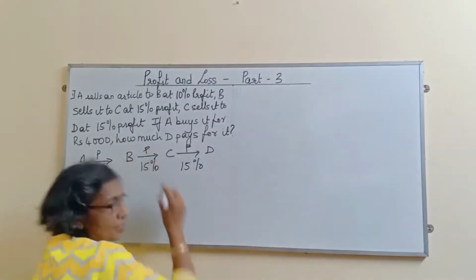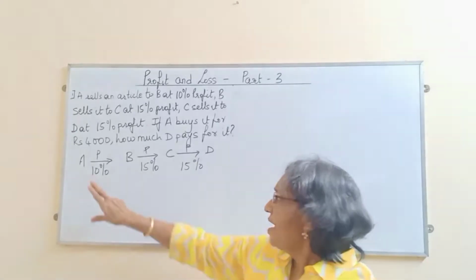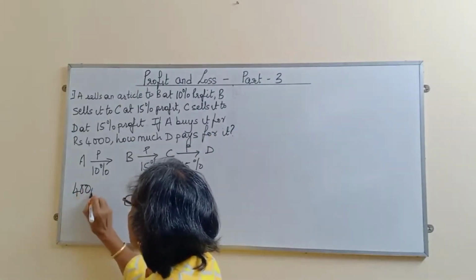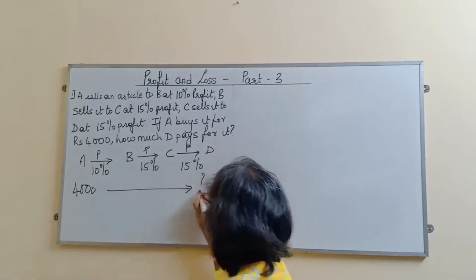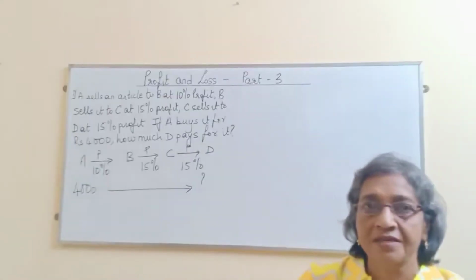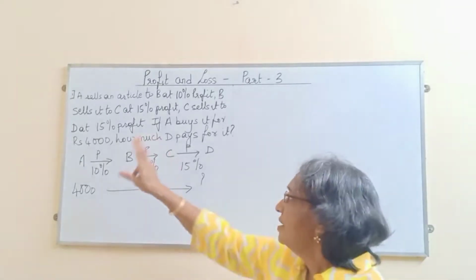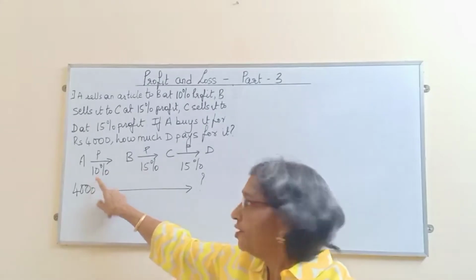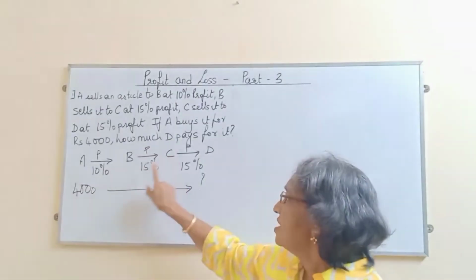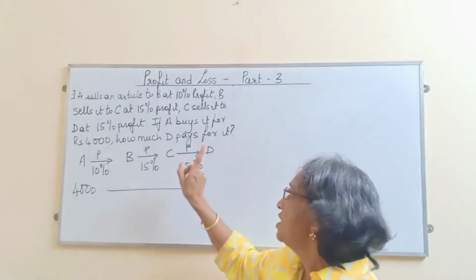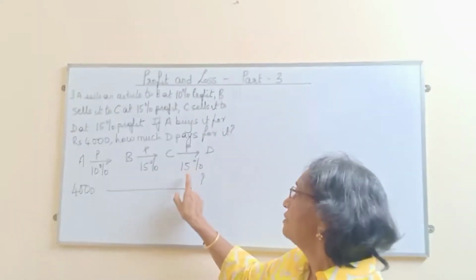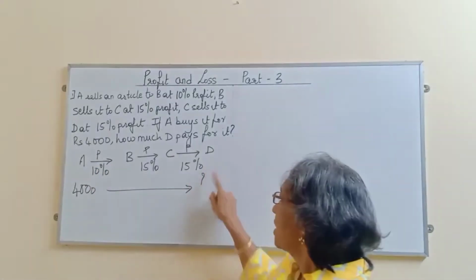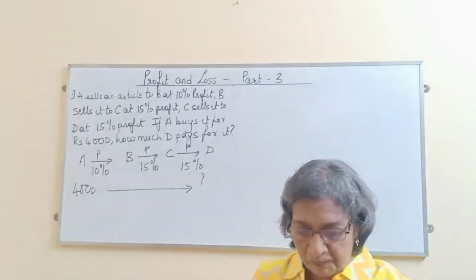Now get this very clear. A buys the article for rupees 4,000. So how much will D pay for it? Let's read the sum again. A sells the article to B at a 10% profit. B sells it to C at a 15% profit. C sells it to D at a 15% profit. So if A buys it for 4,000, how much does D pay for it?